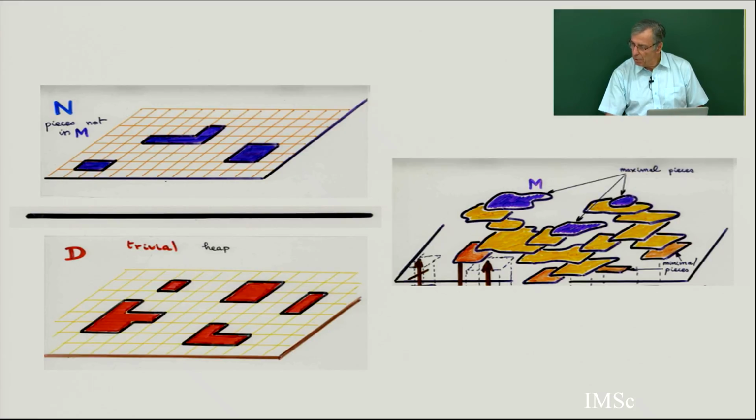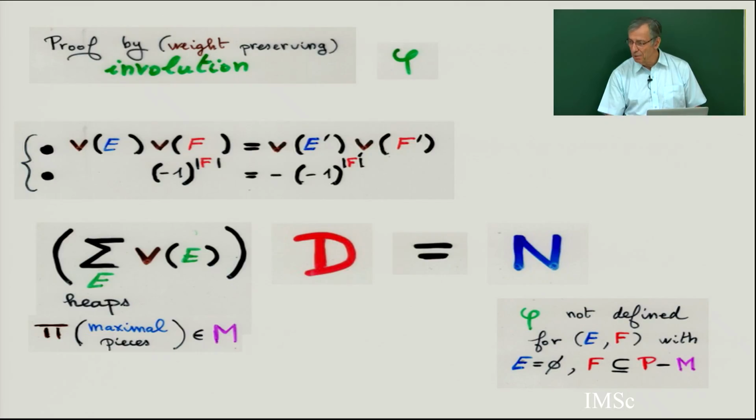And last time we gave a proof of this inversion formula by taking a typical proof in so-called bijective combinatorics. It's a proof by constructing an involution, a weight preserving involution. Sometimes people call this a killing involution. So this involution is going to work on the pair of two elements E and F, where E is heaps with maximal pieces having the condition that the projection are in M. F is a trivial heap.